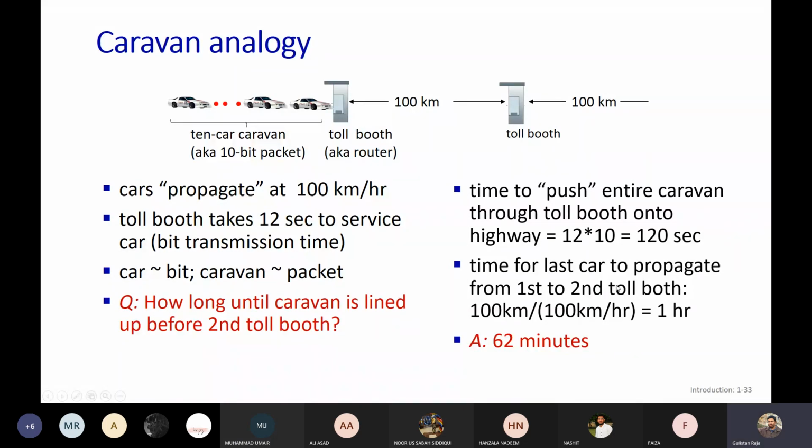So you can say that 1 hour will be taken for each car to move from this point to this point, but the time is taken here. Each car is using 12 seconds to process, so total 10 cars, 12 multiplied by 10, 120 seconds will be required. Once they are out from them, they will reach here. The first car which is processed after 12 seconds will come line up first, and then second, then third, and so on, 10th car. So total is 62 minutes.